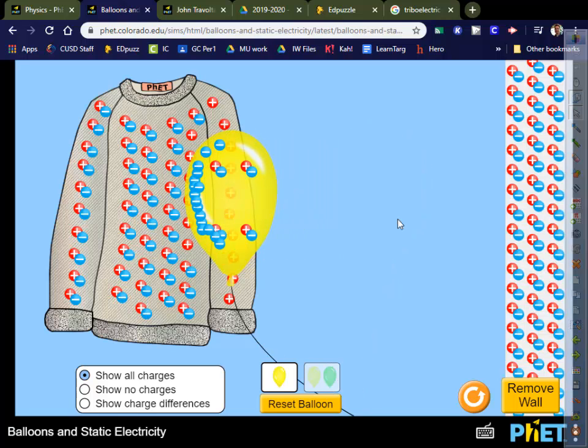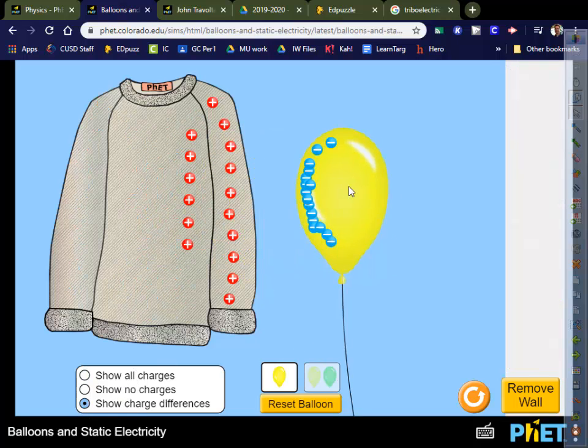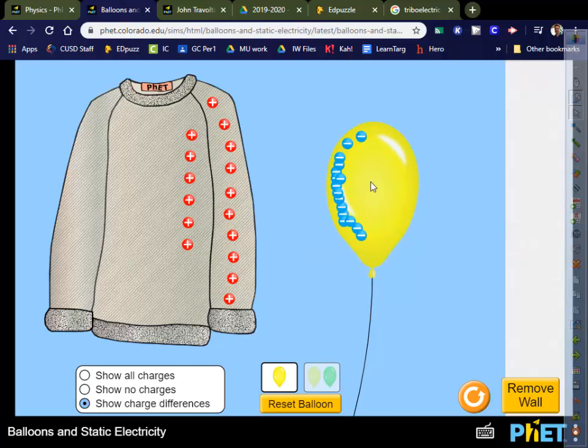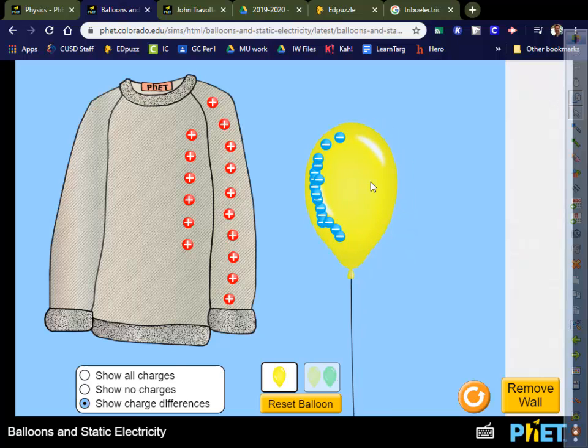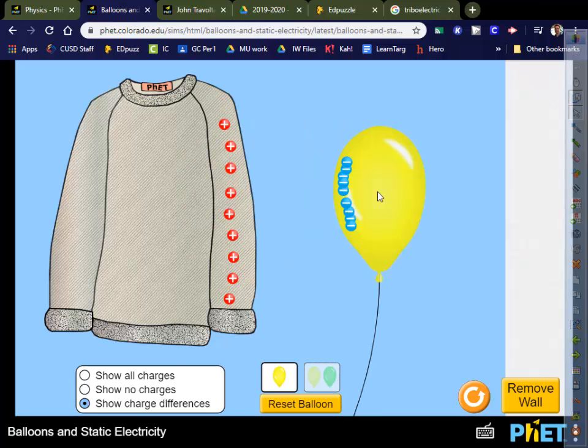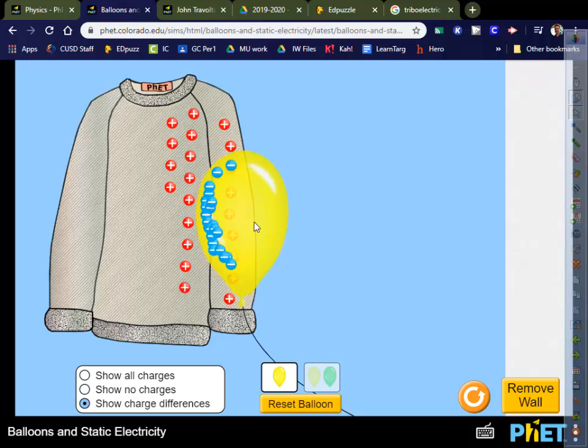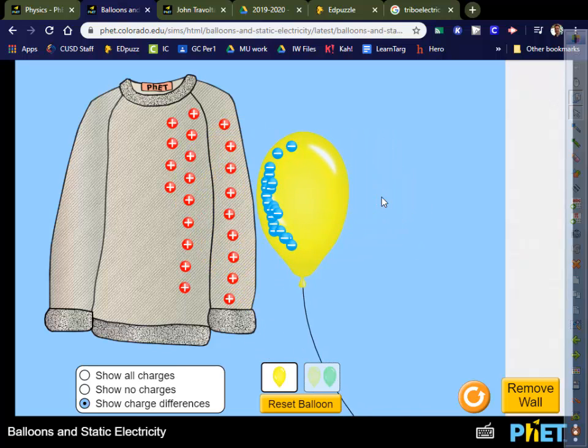Why are they attracted? If you click on show the charge differences, here's just the differences in the charge. What you notice, after I take out all the charges that canceled, is that the balloon has a negative charge and the sweater has a positive charge. So of course they're oppositely charged and they're going to be attracted to each other. You know, the charge is conserved. You can't just create charge. You can move charge around, but you can't create it or destroy it. If I rub even more, like that, now it's going to be attracted even more.